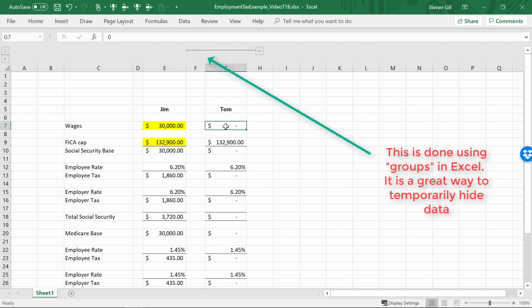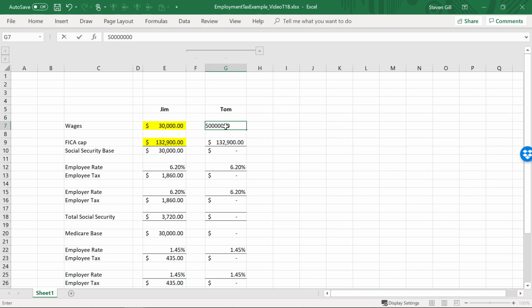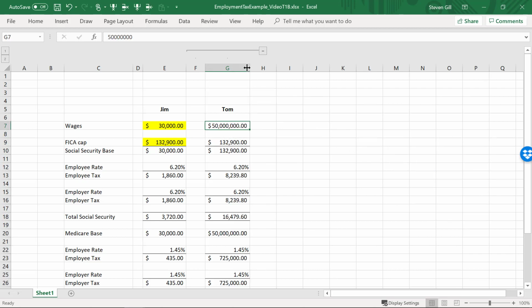Let's look at Tom. So recall that Tom makes not 50 million, that'd be great. He only makes 5 million, however. So in this case, his Social Security base is his wages, but only up to the FICA cap. Since his wages are $5 million, he only pays Social Security on $132,900. So the rate is the same, 6.2, 6.2. Total Social Security of $16,479.60.